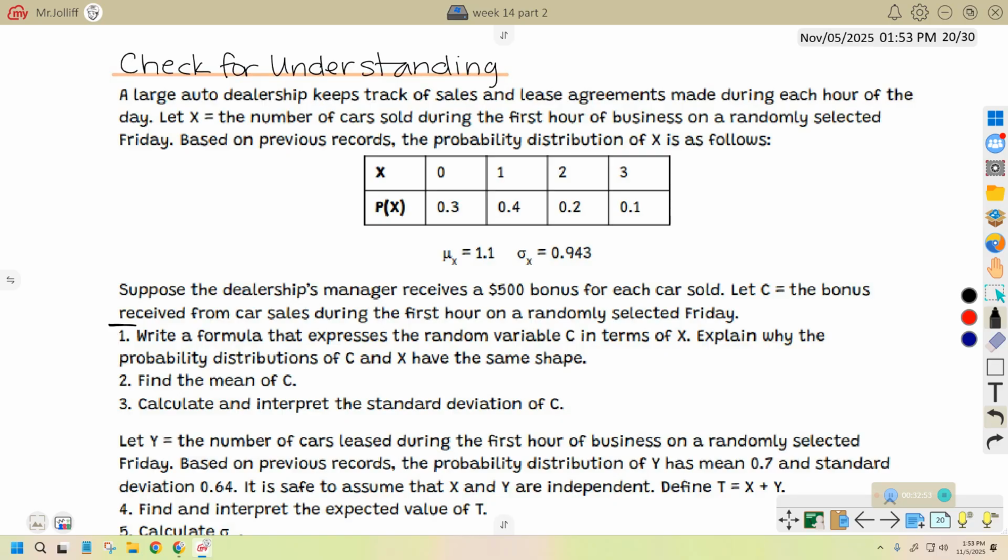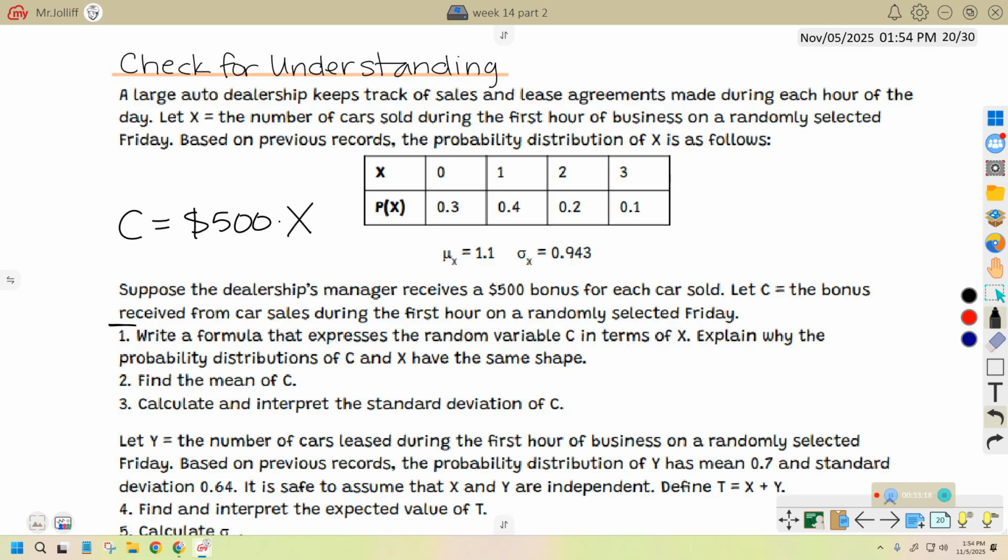Yeah, multiplication is faster. You're right. It would be 500 plus 500 plus 500, but I need to write it in terms of a variable. So multiplication would be shorthand. Yeah. So the amount of bonus that they earn for car sales is just $500 times the number of cars that were sold.